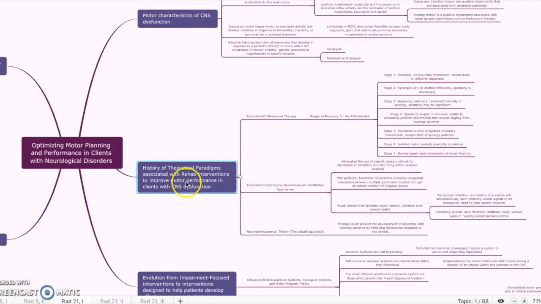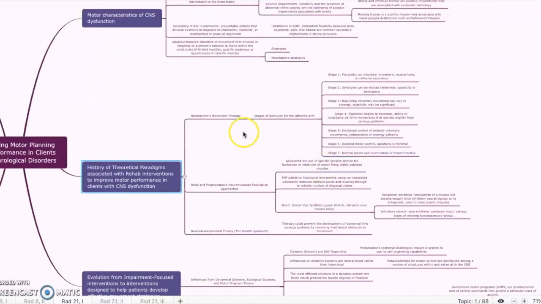Next, we talked about the history of theoretical paradigms associated with rehab interventions to improve motor performance in clients with CNS dysfunction. And you can see those theories here, including Brunnstrom's movement therapy, Rood and proprioceptive neuromuscular facilitation approaches, and NDT.